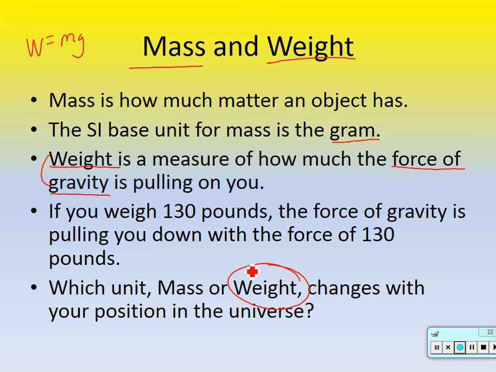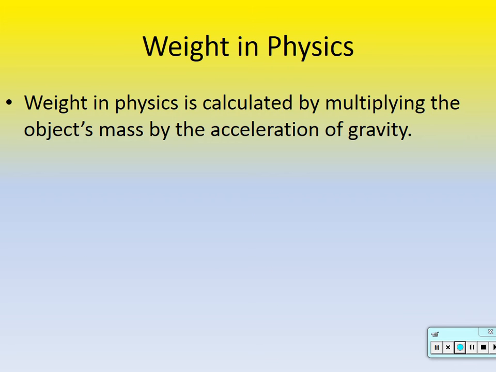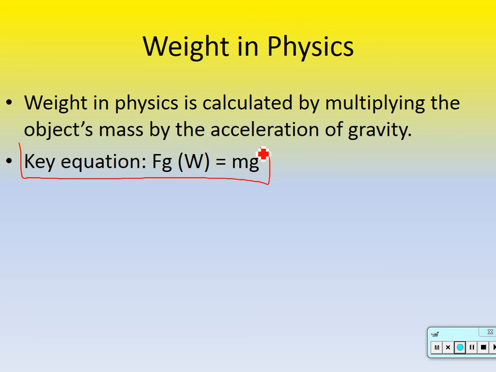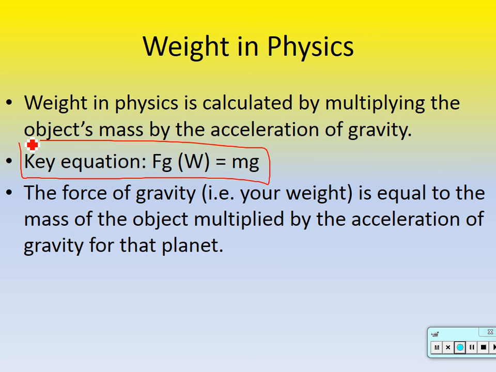Your weight does, again, because of gravity. Weight in physics is calculated by multiplying the object's mass by the acceleration due to gravity. This is our key equation. Force of gravity, or weight, same thing, is equal to mg. Force of gravity, i.e. your weight, is equal to the mass of the object multiplied by the acceleration due to gravity for that planet.